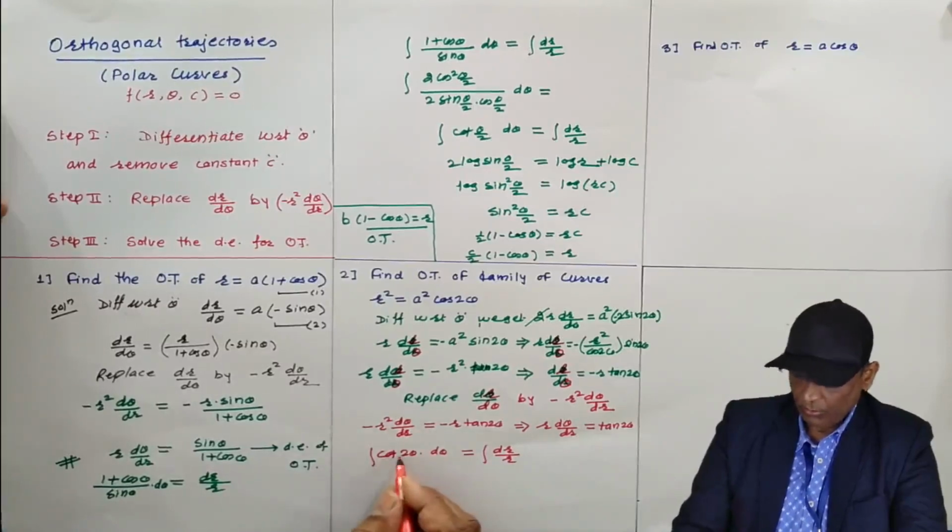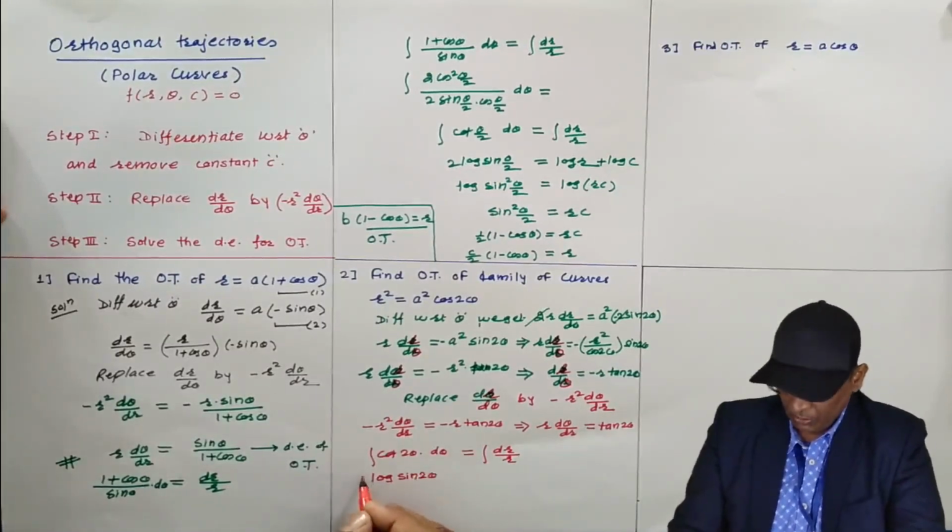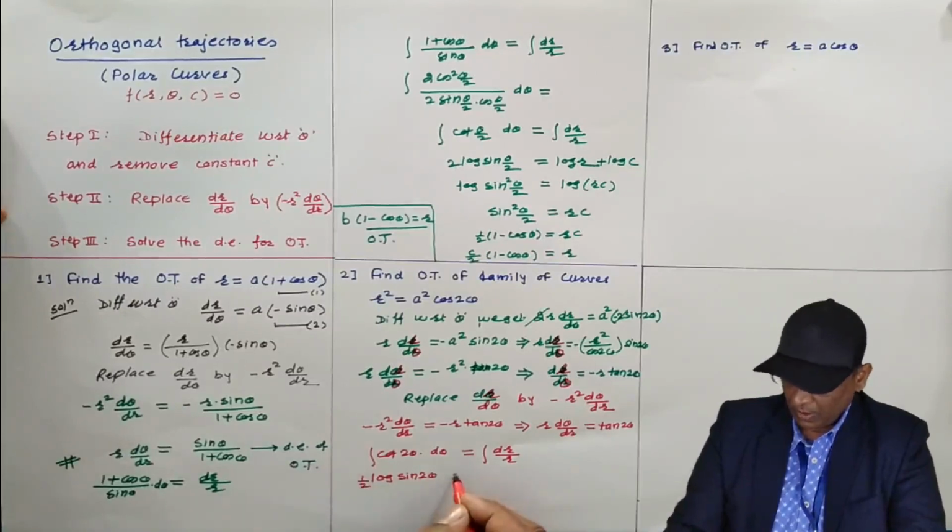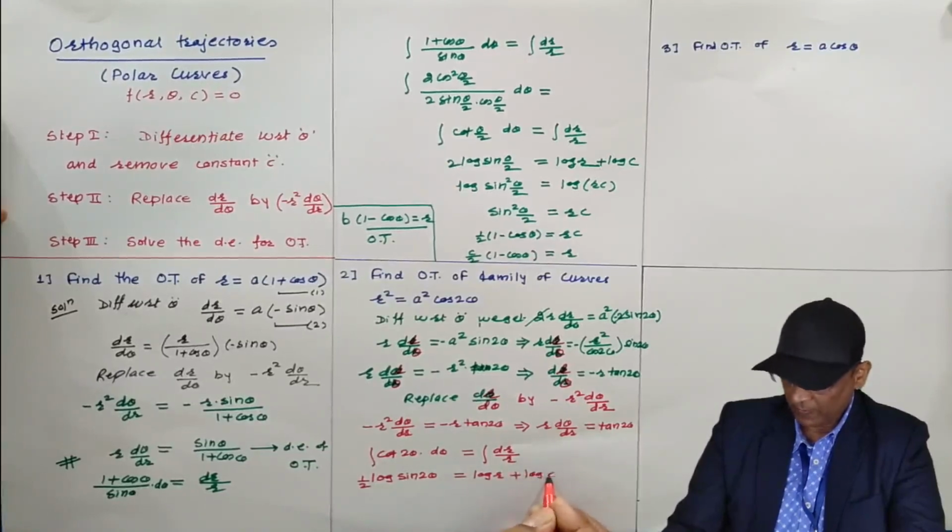Then integration of cot is what? Log of sin θ, and integration of 1 by r is what? It is log of r. Both the terms are log terms. Log c, integration constant I am putting.